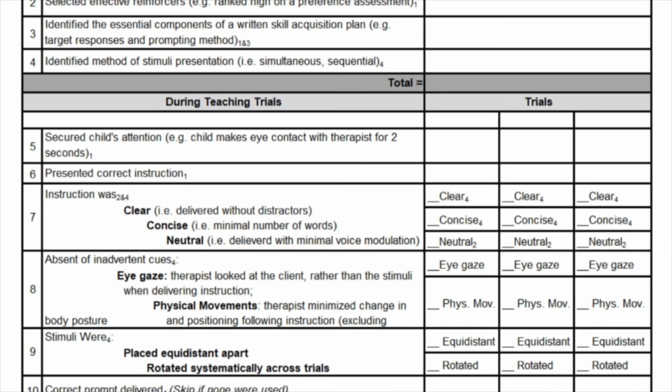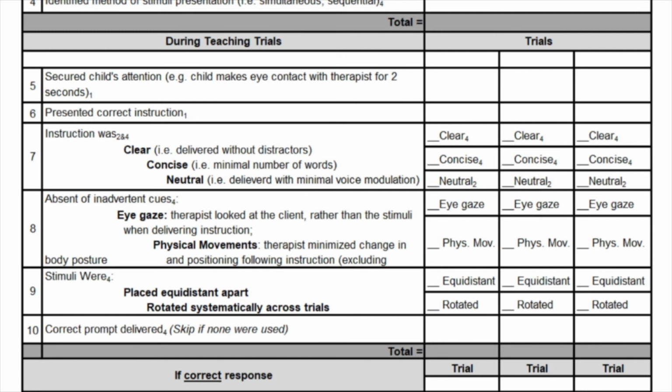You can move down to during teaching trials and begin at number 5, secured child's attention. It is important to note that the first 3 trials will serve as probes. The RBT will present opportunities for the learner to respond to the instruction independently. If the learner responds incorrectly, the RBT will use prompts to see which is effective in promoting the correct response. Depending on the prompt needed for each target, the RBT will determine how she should reinforce each type of response. You will see examples of this later on.